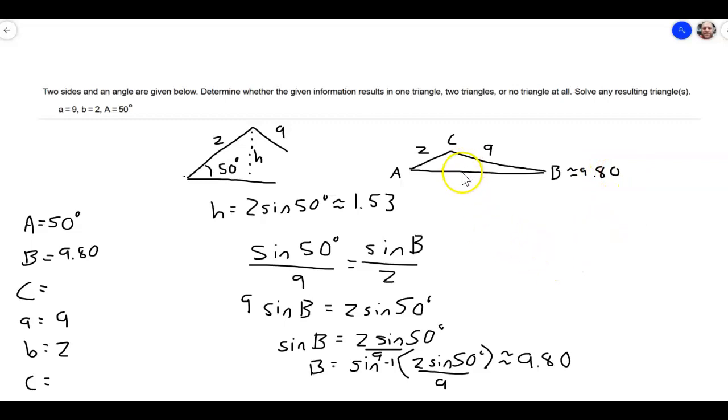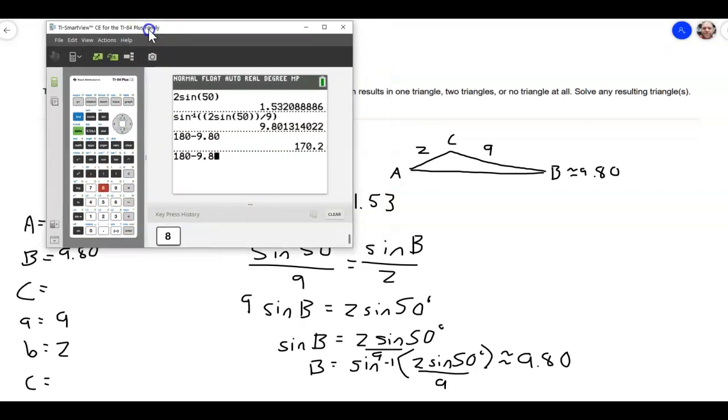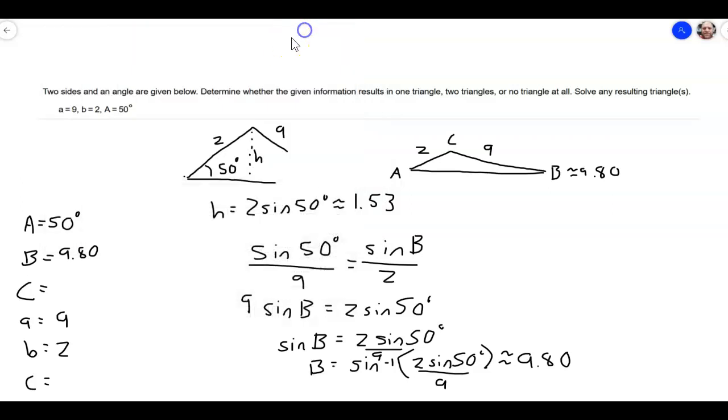So now all we have left is big C and little c. Well, big C is easy now that we have two of our angles. So 180 minus 9.8 minus 50, right? Yep, minus 50. And that's going to give us 120.2. And then the last thing we need is just this little c over here.